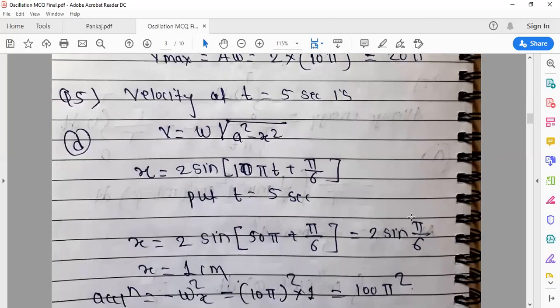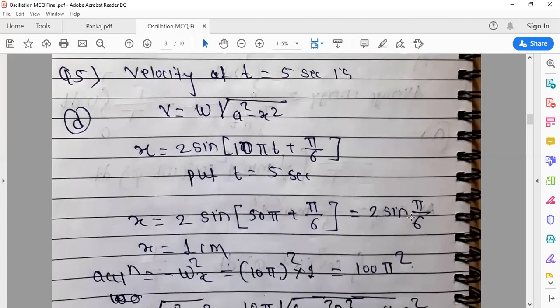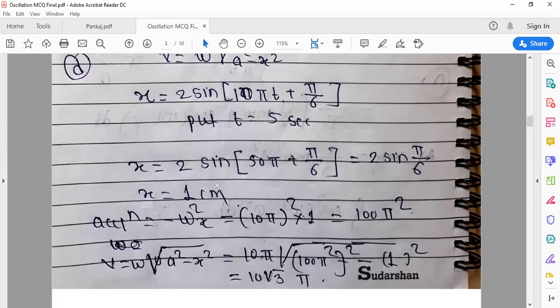In question number 5, the velocity after time t seconds is asked. For the same equation, calculate the velocity for the time t equal to 5 seconds. So x is equal to sine of 10 pi t plus pi by 6. Time is given, 5 seconds. So put the value of small t equal to 5 seconds in the last equation. Simplify it. Finally, we get x is equal to 1 centimeter.